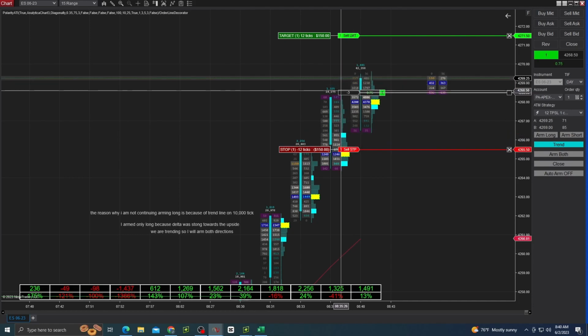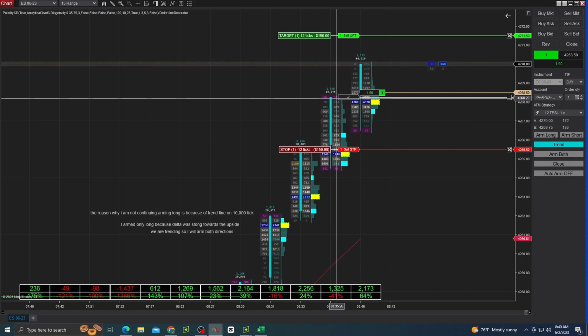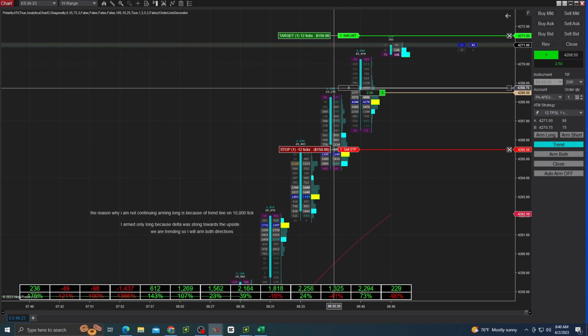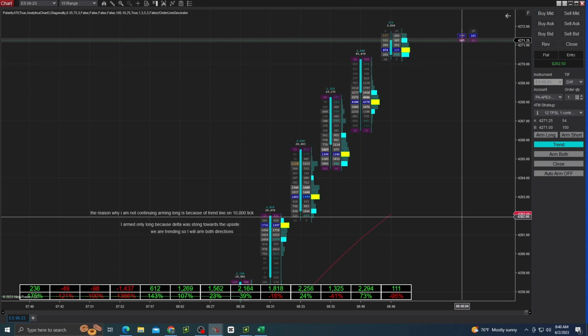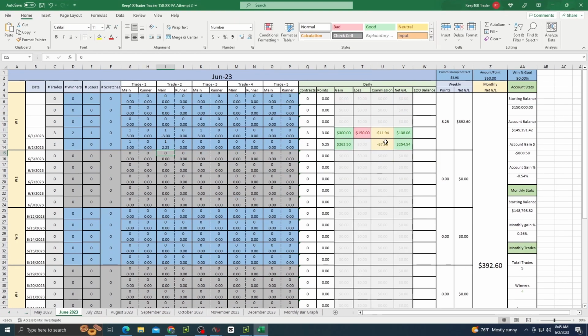Now what I like to do is I like to go into the Excel sheet format and track my trades and input what I've won and what I've lost. And so far for the month of June, I'm positive $392.60, which is great. Start off for June, especially of a red month that I had last time.